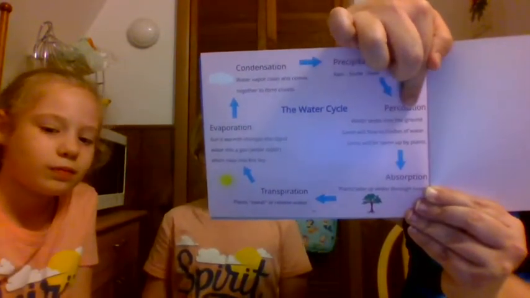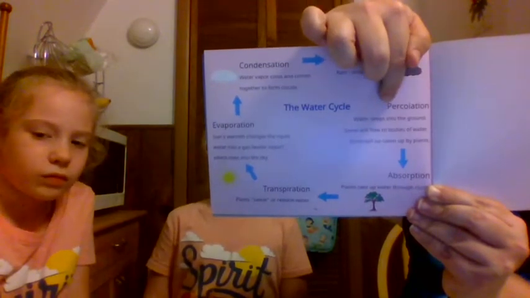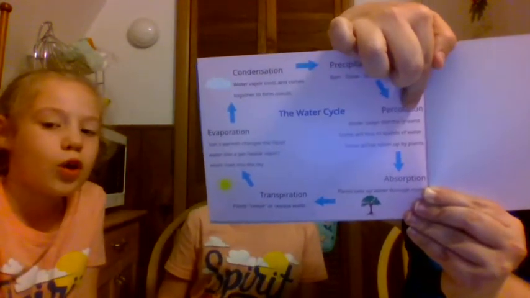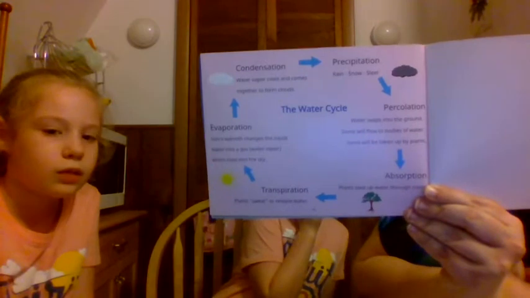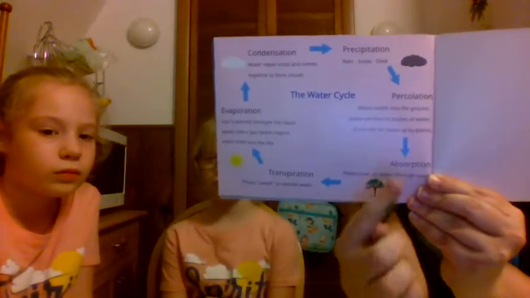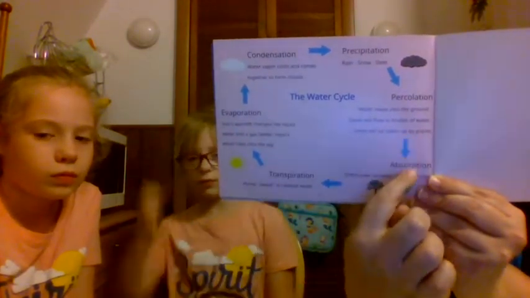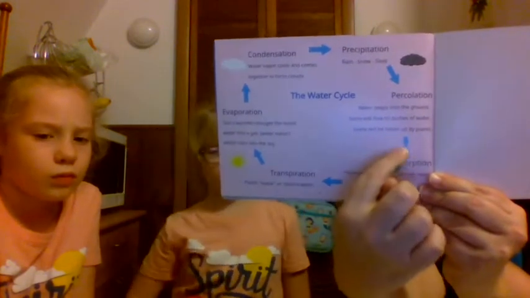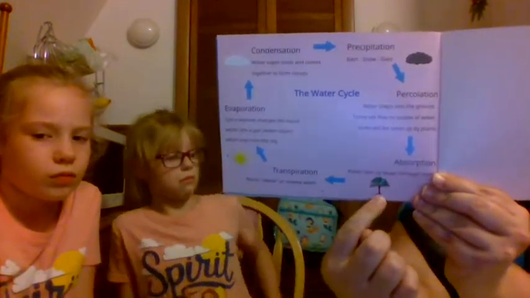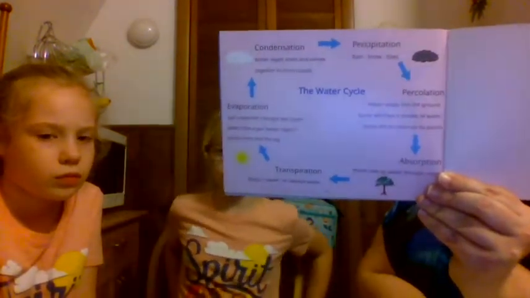And some of that water will get sucked into the ground. So that process is called percolation, where the water collects in the puddles and gets sucked into the ground. And another great word for that is absorption. And a lot of the water gets absorbed by the roots of plants.